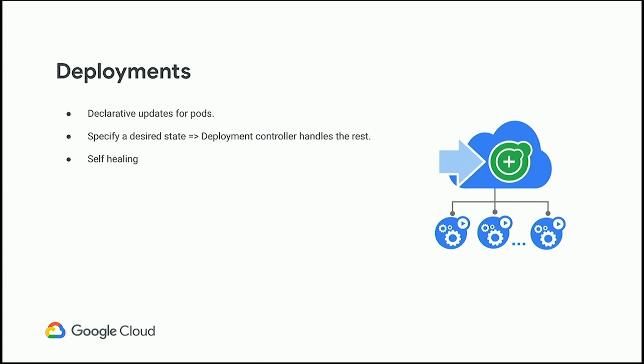Deployments are the declarative updates for the pod. So basically, you specify a desired state. The deployment controller then handles the actual execution of reaching that state.